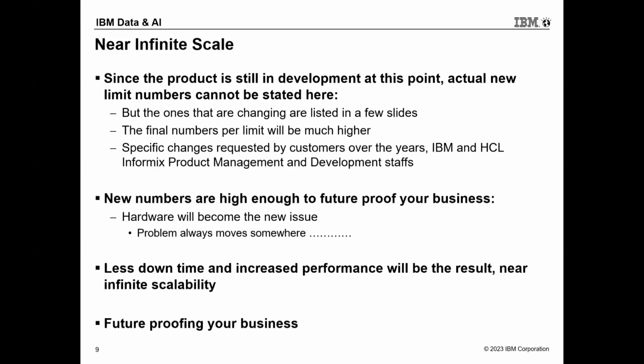These are the result of specific changes requested by customers over the years, as well as the IBM and HCL Informix product management and development staffs. This was sort of a joint venture. And these numbers will be high enough to future-proof your business. Hardware will become the new issue. After all, the problem has to move somewhere.